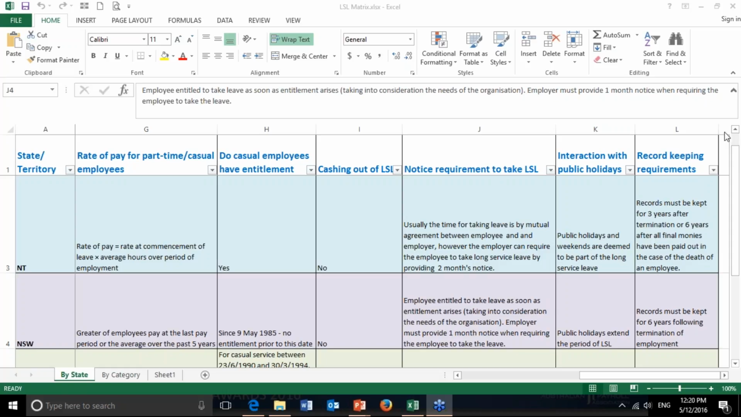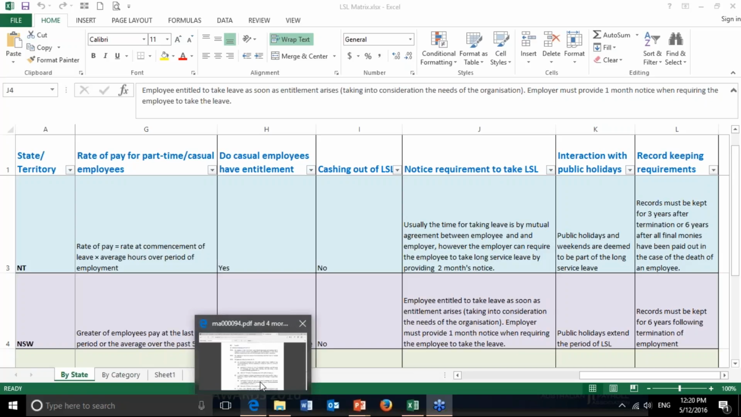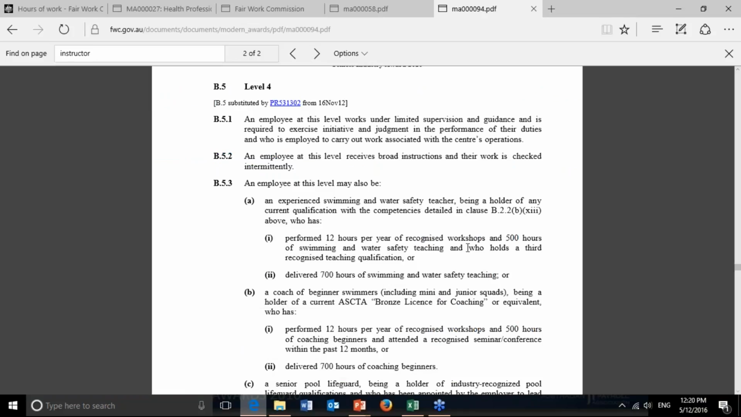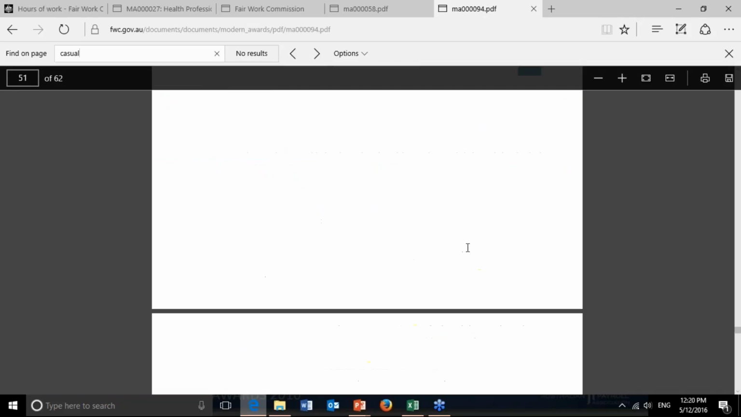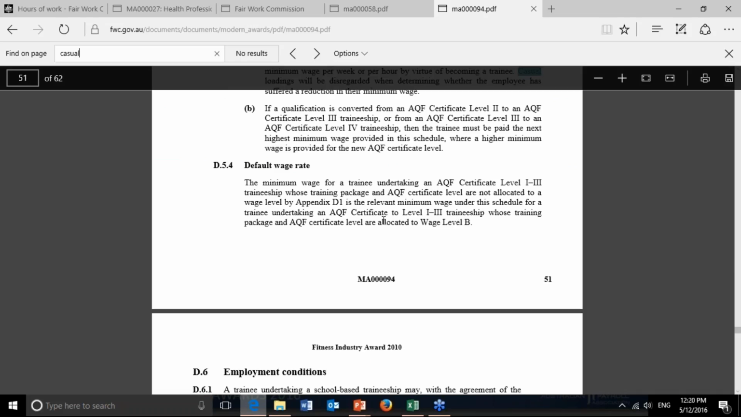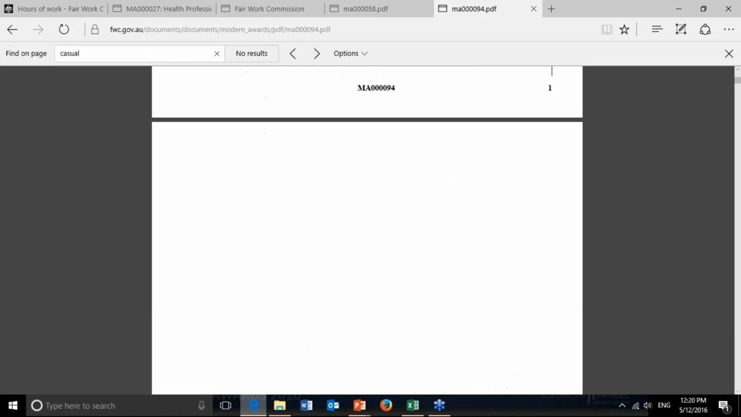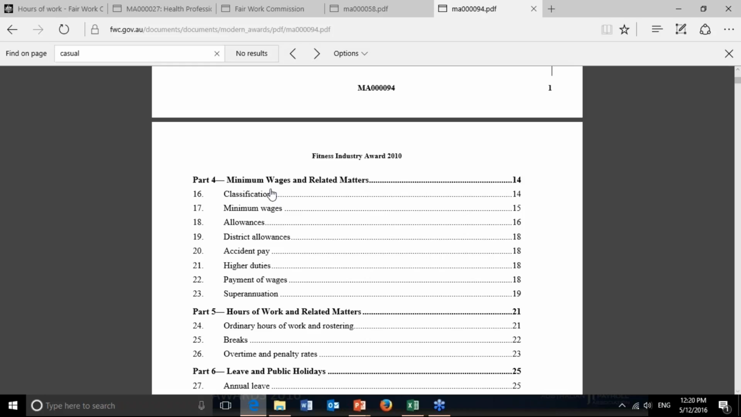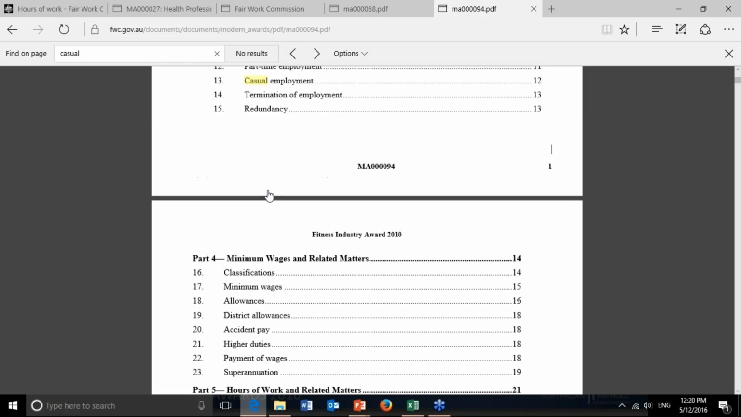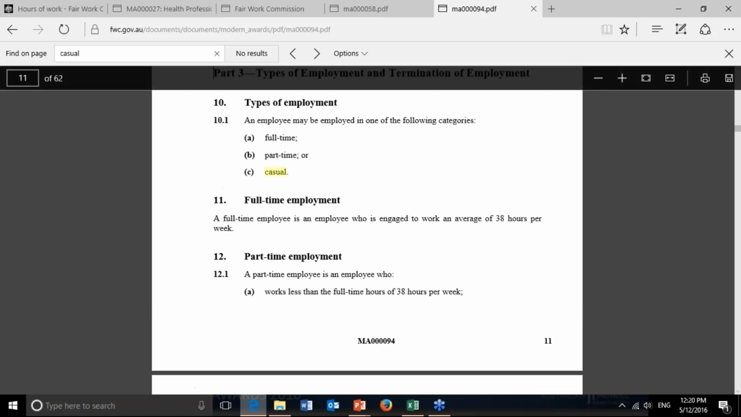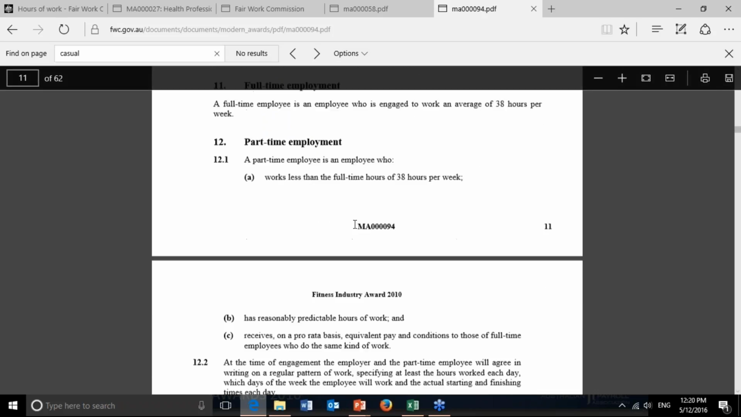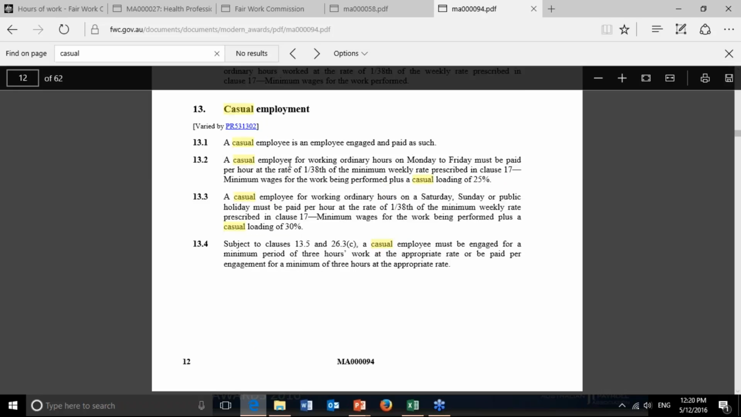What defines a casual worker? Pick your award. Let's have a look. What's this award? The Fitness Industry Award. Types of employees, it's always under that section usually. Sorry, 4th section. Part 3, types of employees, a casual. Under this award, a casual has these conditions: someone who's employed to work casually and is paid as such.